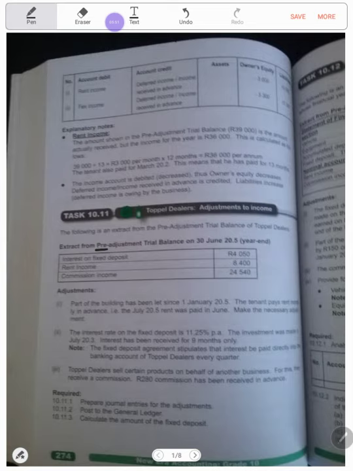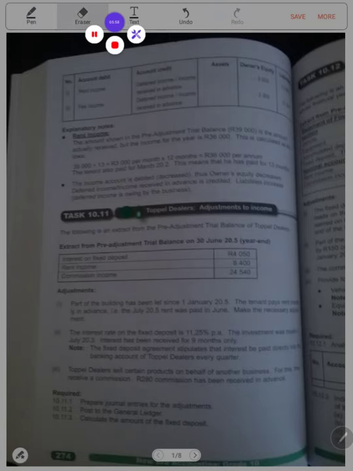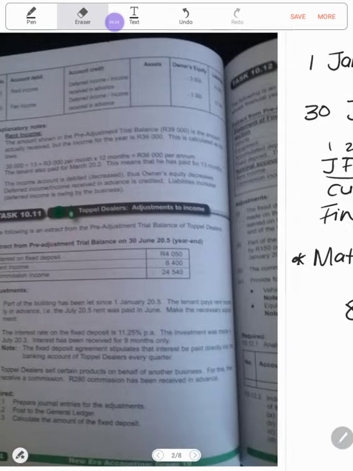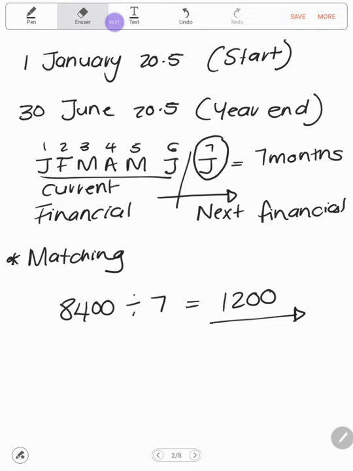The interest rate on the fixed deposit is 11.25%. The investment was made in July 20.3, and the interest has only been received for 9 months. And then they say to you, the fixed deposit agreement stipulates that interest be paid directly into the banking account of Topple dealers every quarter. Okay, so I am going to take this out just to make some space.